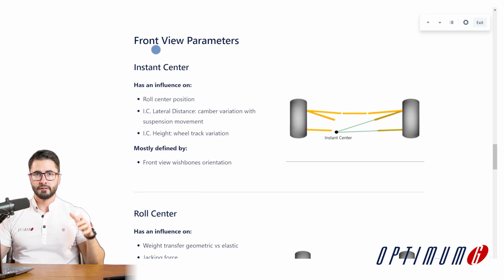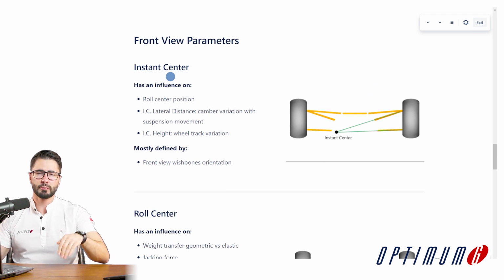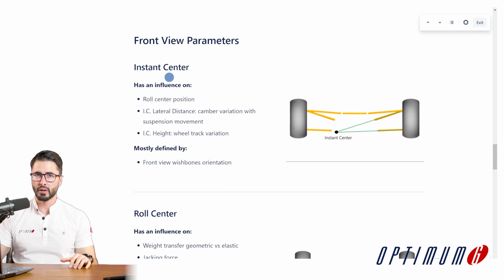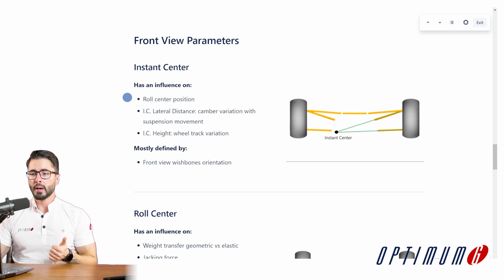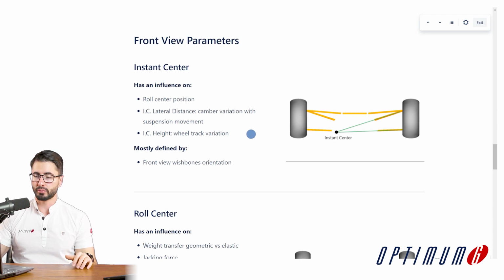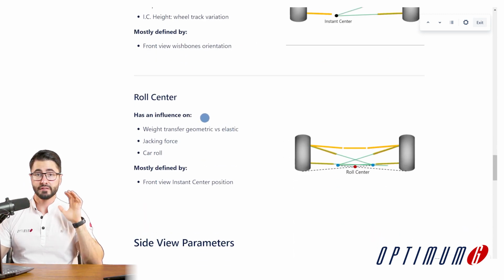So if we look at first the front view parameters, we could be speaking about, for example, the instant center. My goal here is not to describe each parameter very specifically, but just to give you a quick recap. So for the instant center, it can be found in a simplified way by connecting both wishbones and seeing where they intersect. And it will influence, obviously, roll center position, but also the lateral distance of the instant center determines the camber variation with suspension movement, and also the instant center height changes the wheel track variation as you compress the suspension.